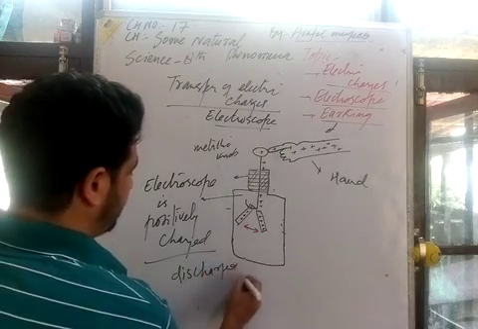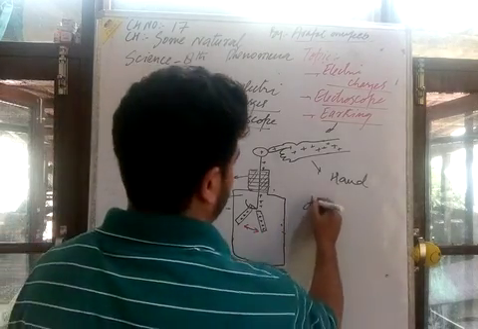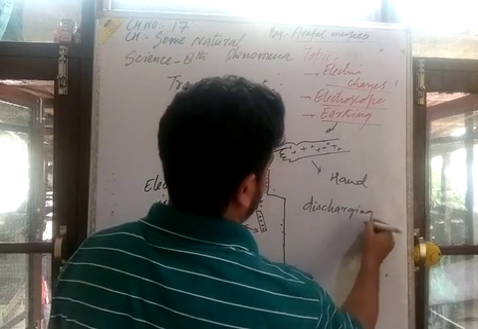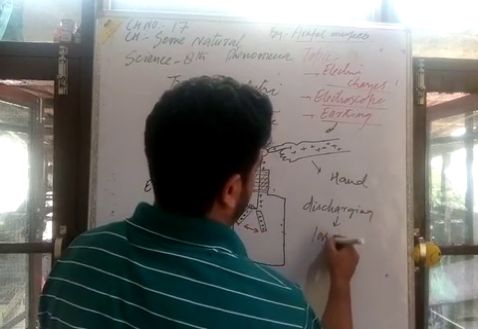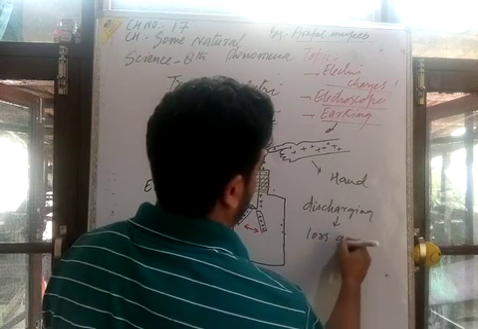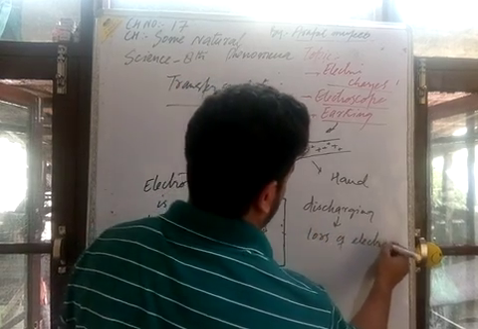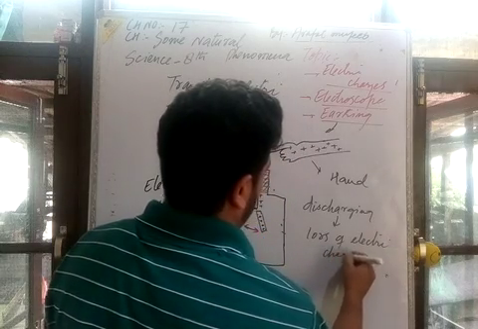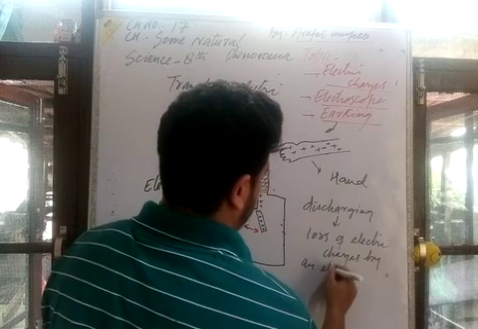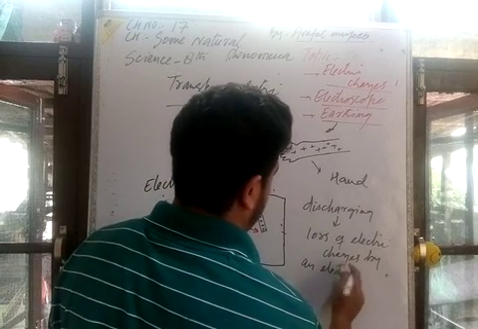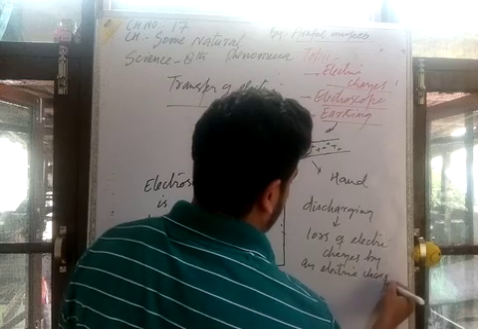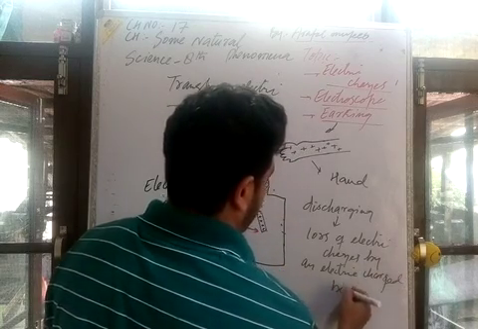What is discharged? Discharging is a process. What is discharging? An important point: discharging is the loss of electric charges by an electrically charged body.